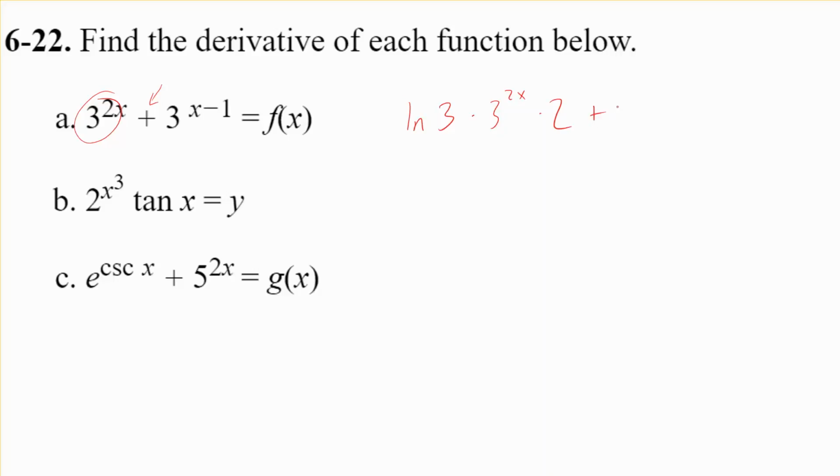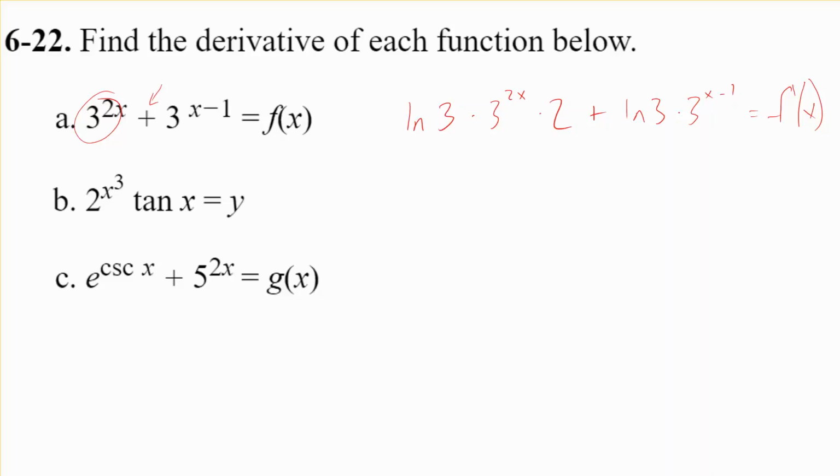Plus the derivative of 3 to the x minus 1 is the natural log of 3 times 3 to the x minus 1. Now this one's going to be times 1 because the derivative of x minus 1 is 1. Got a little dog playing with the bone down there. Equals f prime of x.